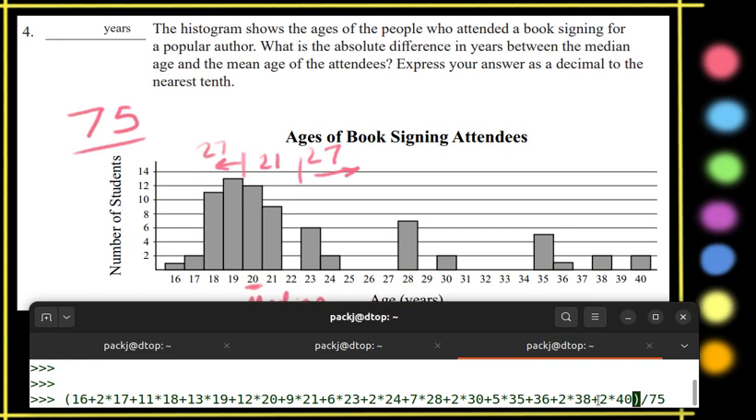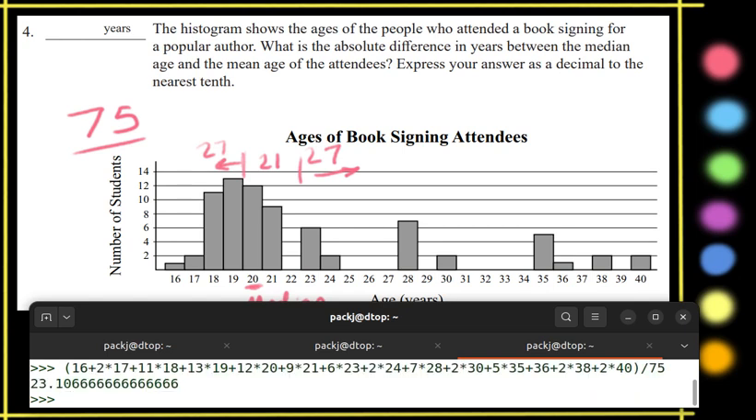This should be right. So this is going to be the mean age, and that's 23.1 something, 23.107.